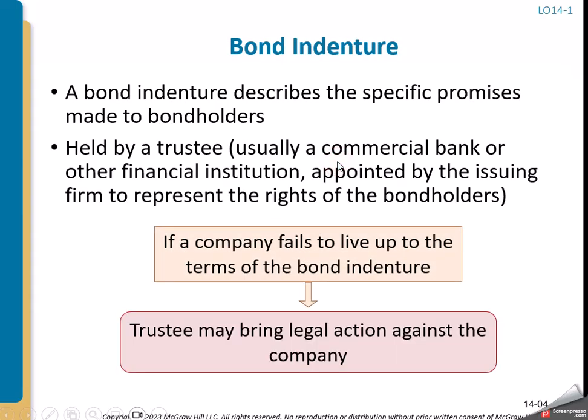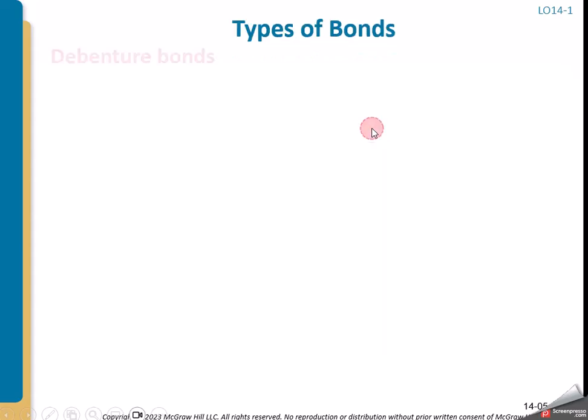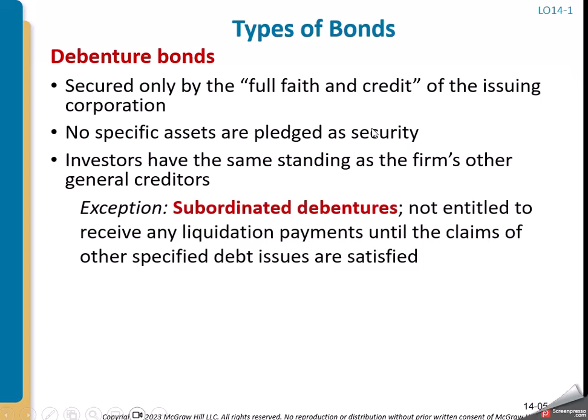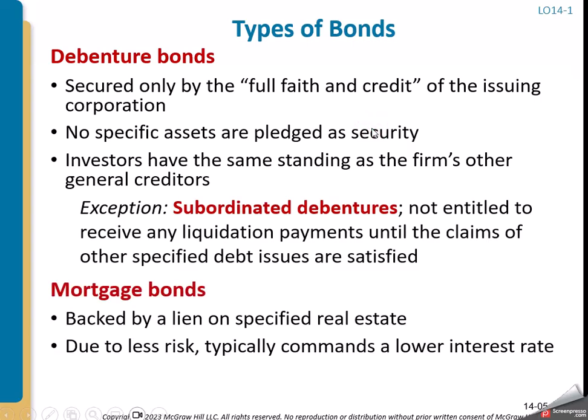The bond indenture is basically like the legal contract that governs those bonds. And if a company would fail to live up to those terms, then those bonds could be due and payable. That trustee who holds it could bring legal action to that company and make them pay those bonds, whatever's due right then, because they violated that agreement.